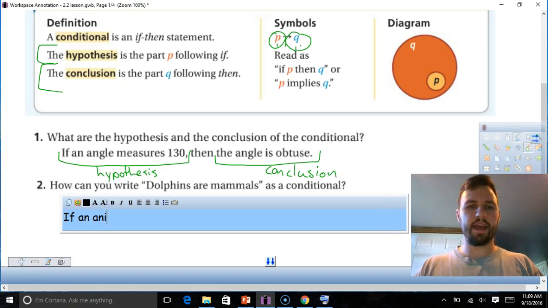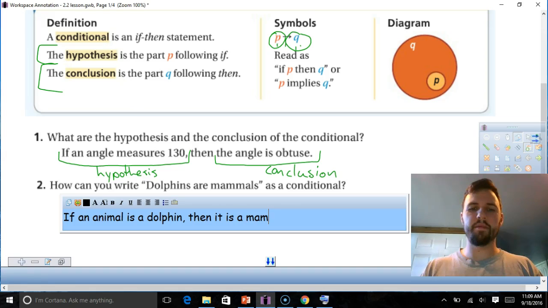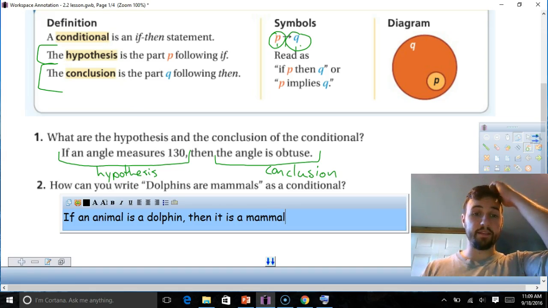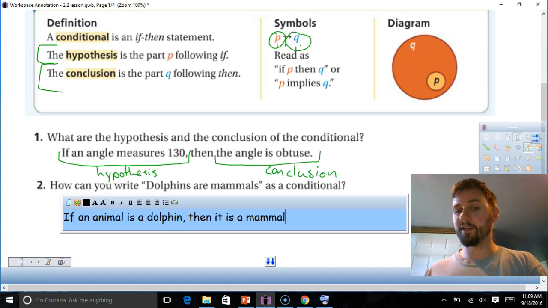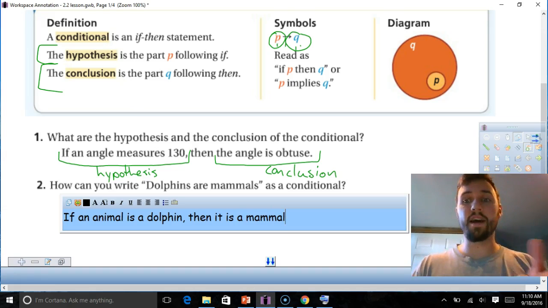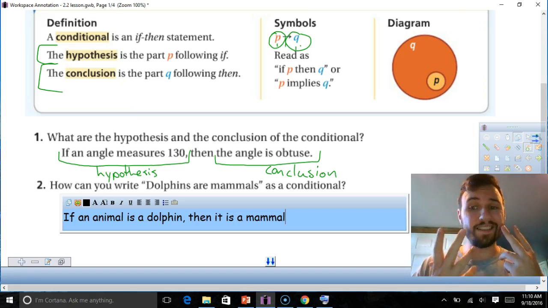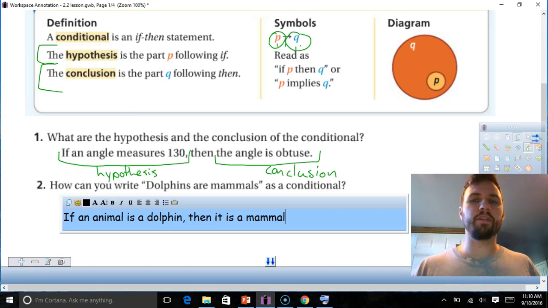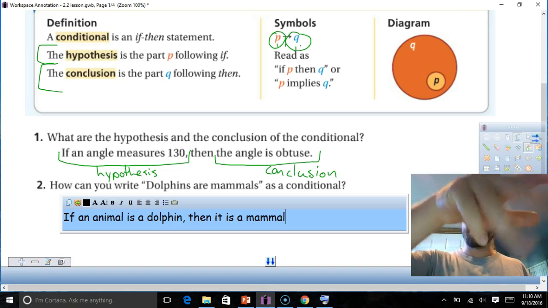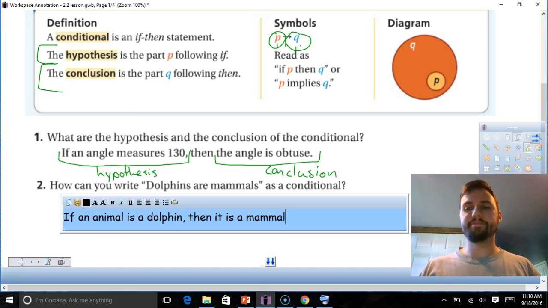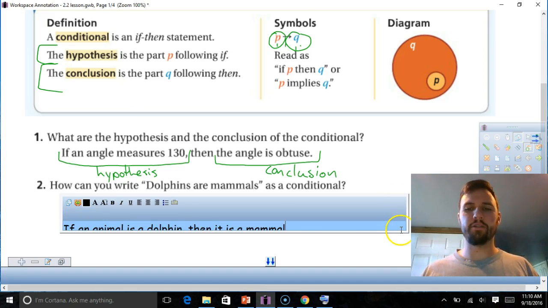If an animal is a dolphin, then it is a mammal. We have a hypothesis: if you find an animal is a dolphin, and a conclusion, it's a mammal, which they are. They give milk to young. They have whiskers. All the stuff you'd expect from mammals. They also have finger bones. Ooh, they do. Old bio teacher talking here.